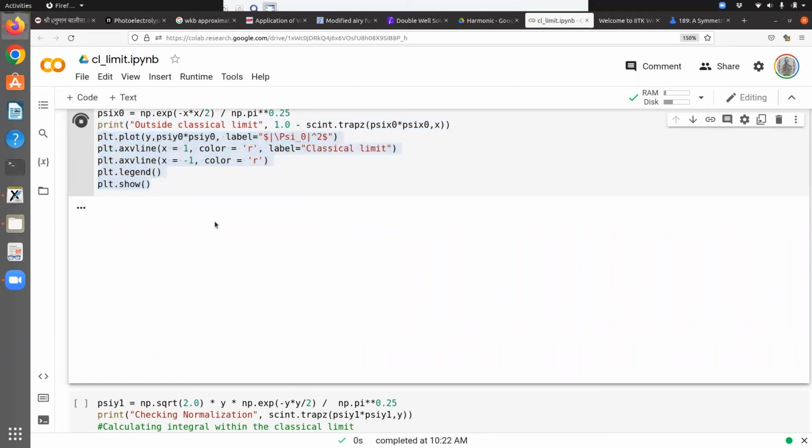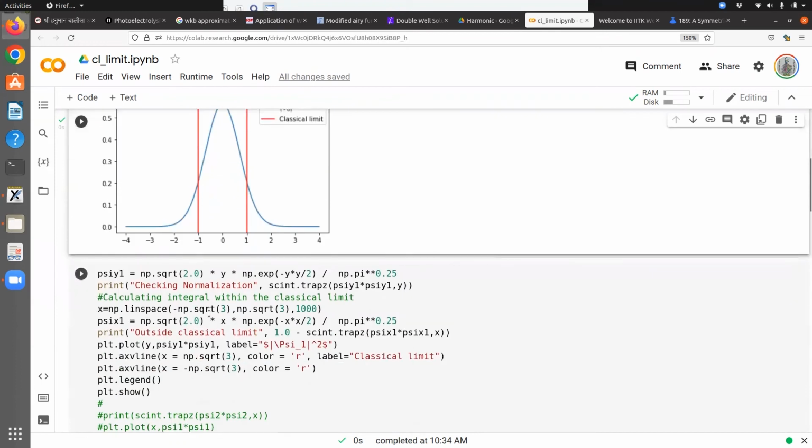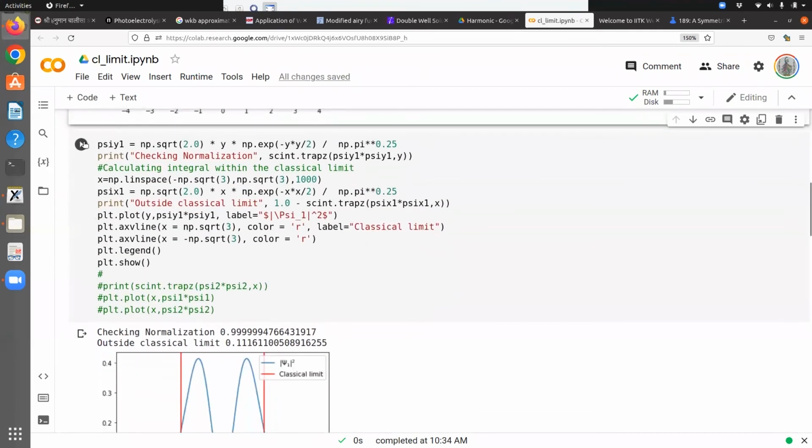So first we are running it for the ground state. And then you see this is the wave function, the probability density for the ground state wave function. And these red vertical lines are the classical limit. Thus, the probability density outside the classical limit for the ground state is 0.157. Next, we run it for the first excited state.